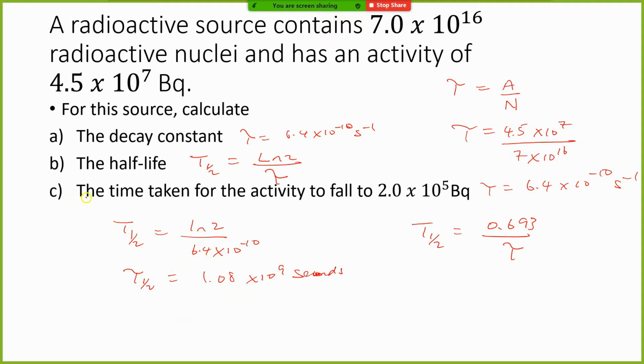Now, another part of the question would have asked us to find the time taken for the activity to fall to this amount, in terms of becquerels, of course. Remember that the unit for activity is becquerels. The equation we would have to use here is that exponential equation that says A is equal to A naught e to the minus lambda times t. We would use that to find the time, so we're trying to find t. Remember that A naught is the initial activity. The question gave us the initial activity, and they gave us the final activity as well. So we can do the mathematics to find the information we need.